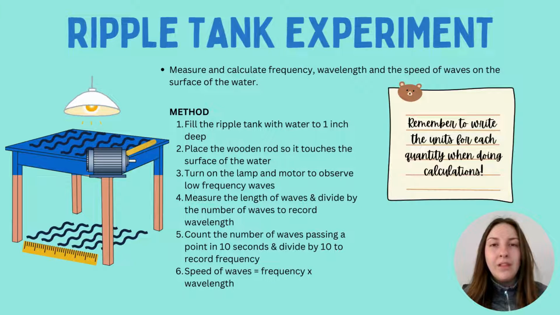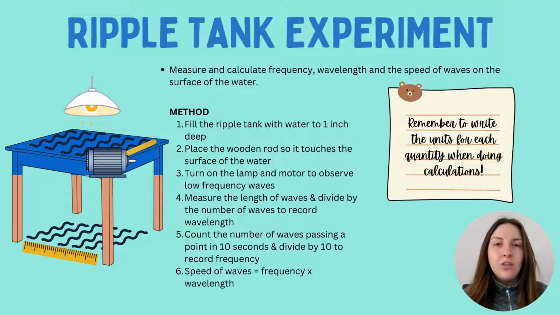Now, what you need to do in the first instance is use a ripple tank. As you can see here, this has essentially a tank that's filled with water. You're going to fill it to around 1 inch or a few centimeters deep of water. And you're going to place a wooden rod on the surface of that water. This will help create those ripples. Now, you can move the rod back and forth yourself. However, often we will use a motor or a generator to help make the waves easily and also make them consistent as well. You want to make sure that they're low frequency waves so you can really see the wave pattern clearly.